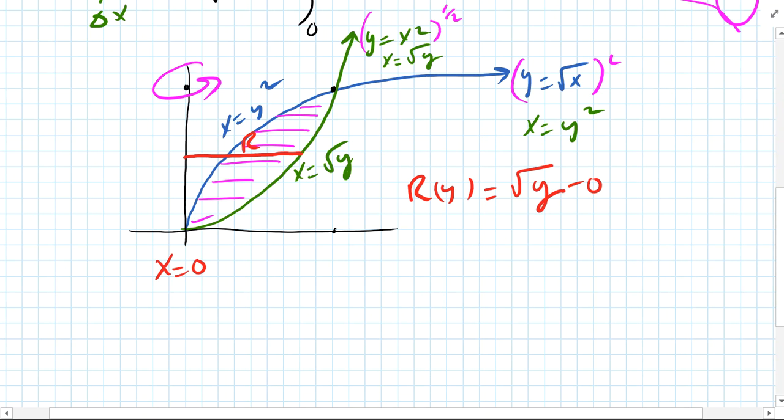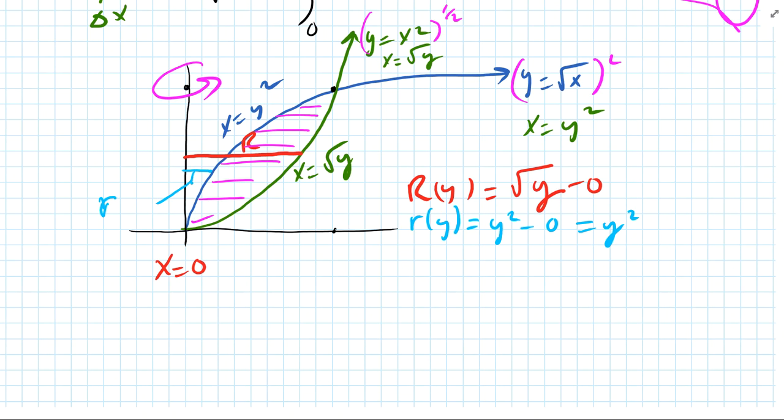Okay, then there's my little r. Need a new color for my little r. Ooh, let's pick baby blue. Going from the axis of rotation until I get to the first surface. Is that my little r? And what is my little r equal to, with respect to y? Yeah, because I go from this surface to the axis of rotation, so it's y squared minus 0. That's just y squared. And the big R is just equal to square root of y.